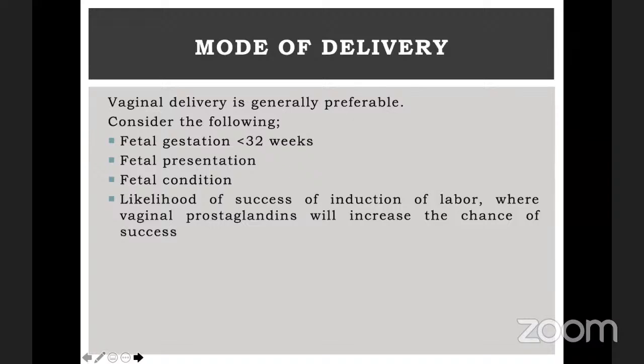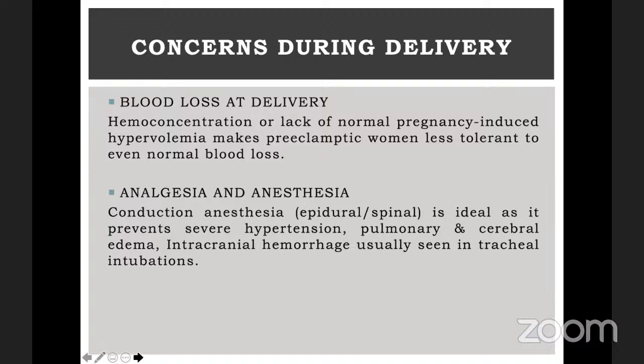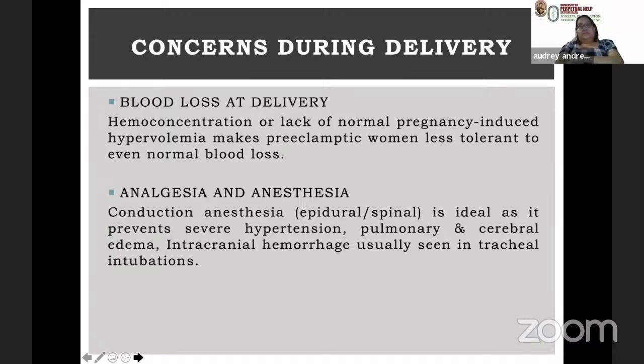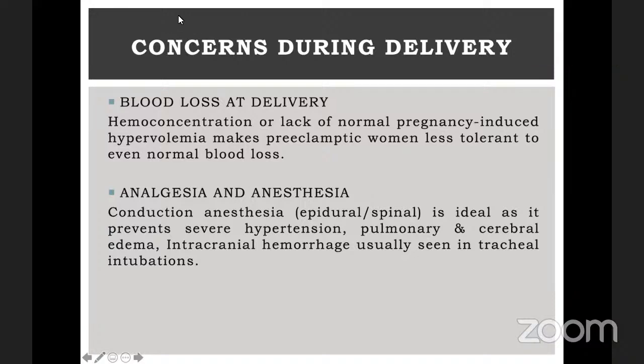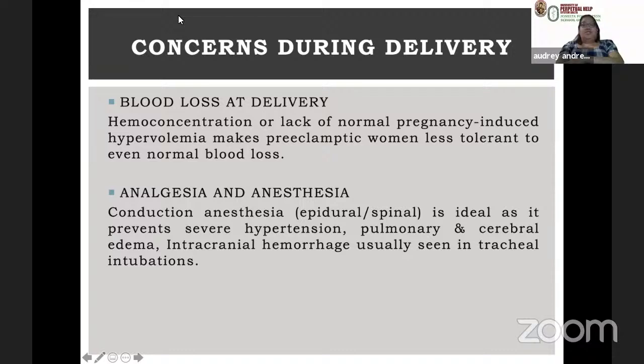Mode of delivery. Vaginal delivery is generally preferable. Consider the following: fetal gestation less than 32 weeks, fetal presentation, fetal condition, and likelihood of success of induction of labor, where vaginal prostaglandins will increase the chance of success. What kind of vaginal delivery? Assisted vaginal delivery, that's either by outlet forceps extraction or vacuum delivery.